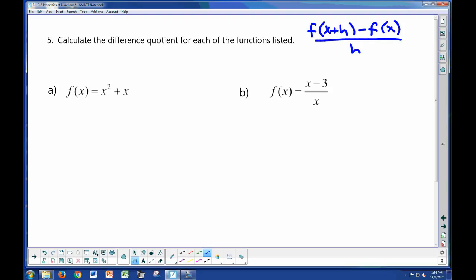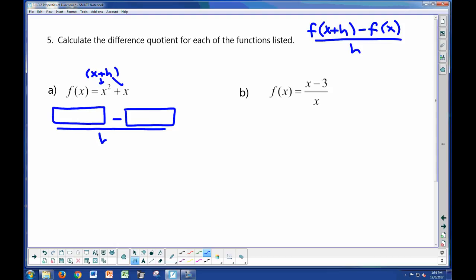In the first case here, f of x is equal to x squared plus x. So we're going to substitute an x plus h into each of these to get the first part. We're going to subtract f of x. So I tend to put it as if there are boxes here. The denominator is just h.